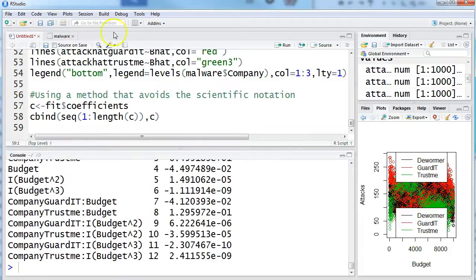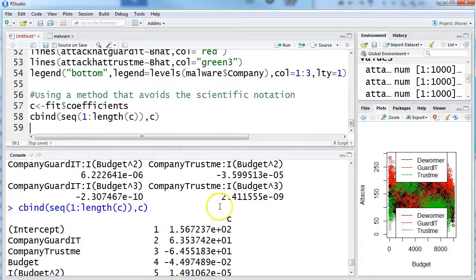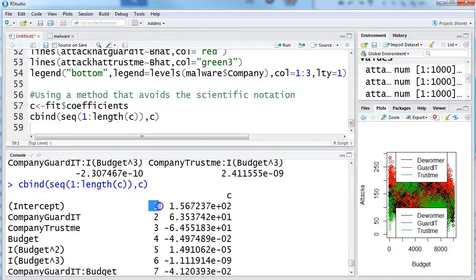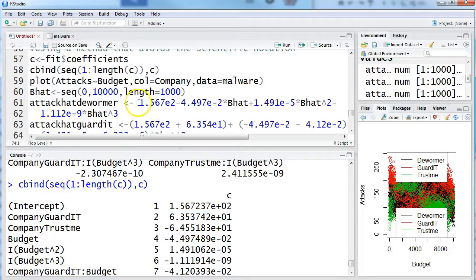And if I ask it to print it out along with the numbers 1 through, I guess 12 is the length of C here, I can see C1 is this number, C2 is that number. So I can do what I had before, and instead of using this number, I can say C1. Go into the C box and pull out the first thing, which is going to be this intercept number. Right here is C4, right? That negative 4.497. So I'm going to say plus C4.